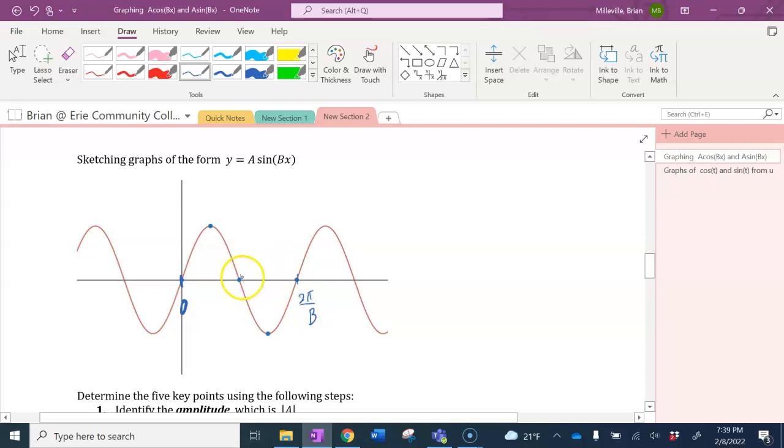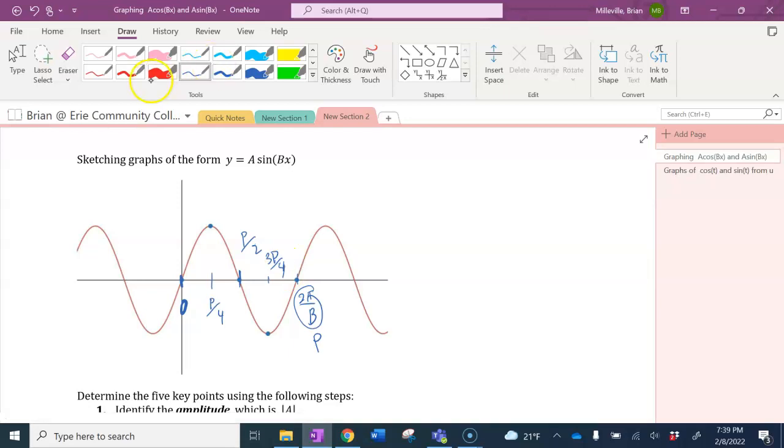Then again, you're going to cut that interval in half, and this is your period, which we're going to call capital P. We're going to cut that in half, and then cutting that in half again, we would get P over 4. Halfway between, and then 3P over 4, or 3/4 of the period there.